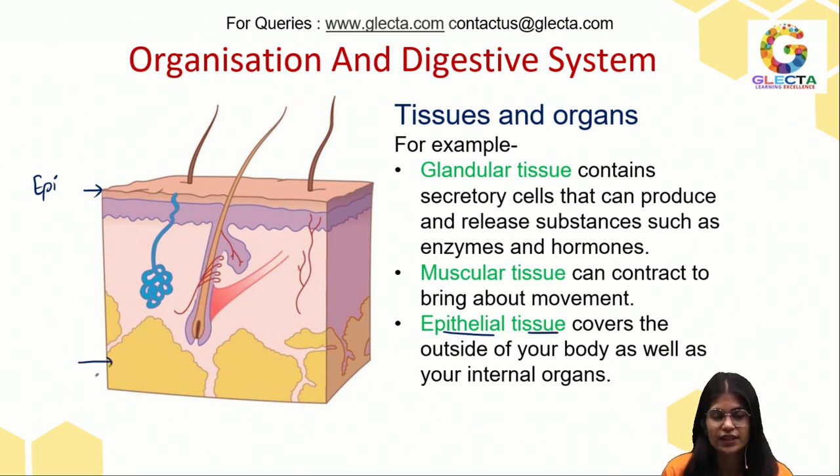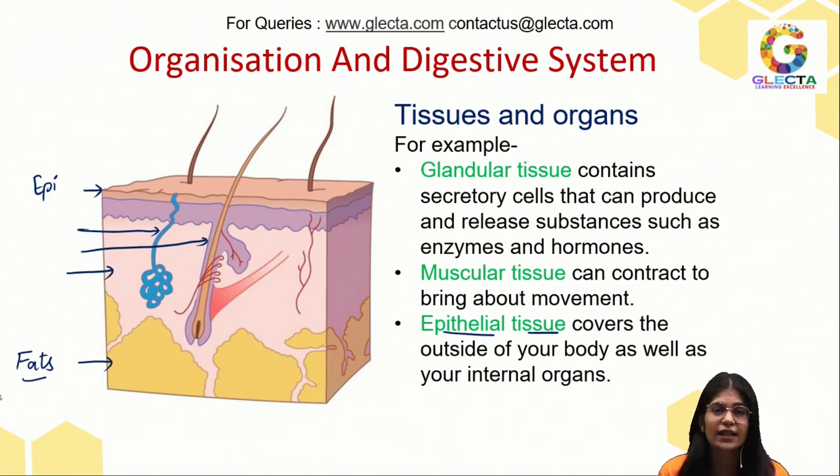Then you see here these are fats. Then you see here this blue one. Then you also see this pink one. So this yellow one is fats. So keeping aside the fats, because fats are not tissues, look at the blue one and the other one. These both are your glands. So these are glandular tissues. On the other hand, the pink one is the muscular tissue.